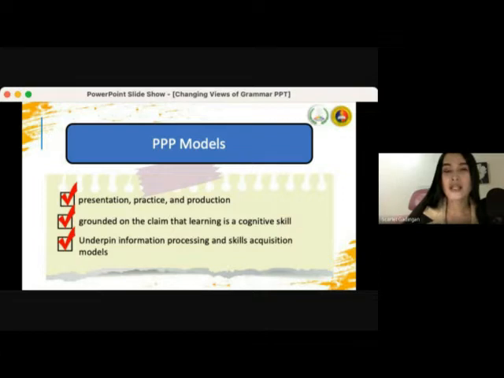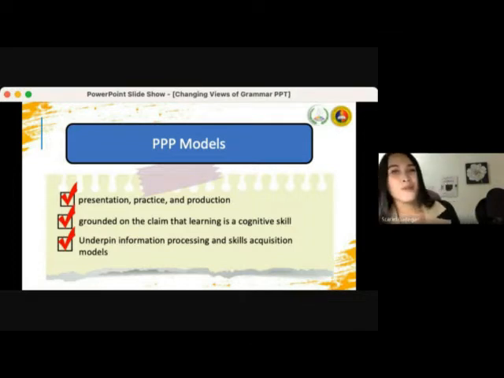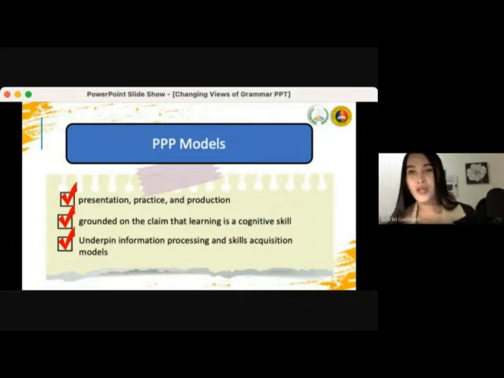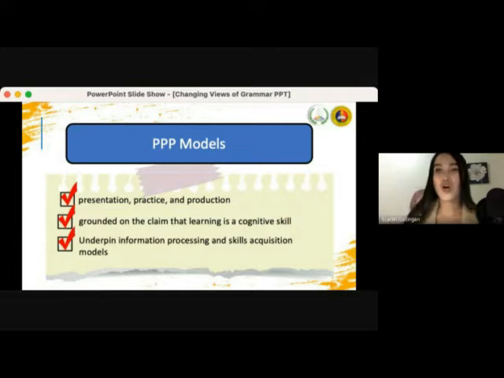Okay, so this particular model follows the claim that learning is a cognitive skill, just like any other process of learning something. Okay, kasi when you, for example, if you want to learn a guitar, or if you want to learn how to read, or if you want to learn how to open a can, so you have to think of it. You have to think, ano bang gagawin ko? So it's highly cognitive. So these models underpin information processing and skills acquisition models.